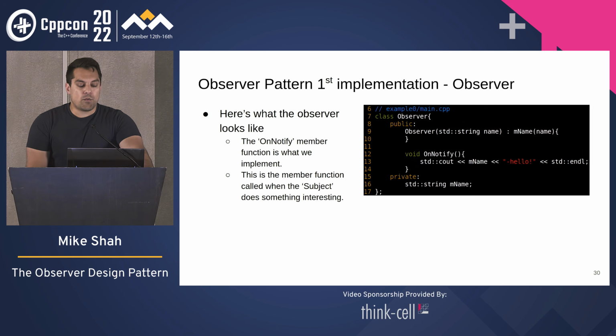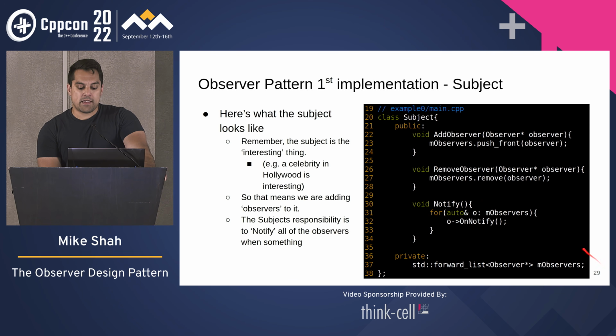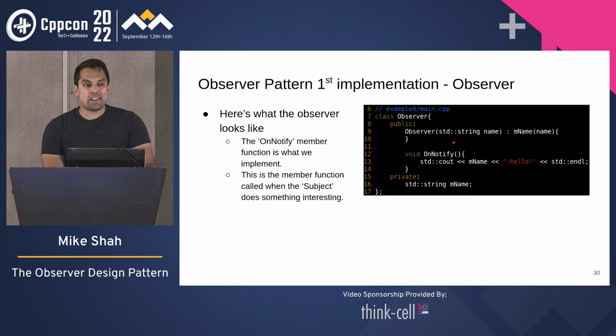Our observer, what's this going to do? Well, this is the thing, again, that's watching the subject. So it's kind of waiting and waiting and waiting till something interesting happens, till it's actually notified of some action. So let me take one step back to the subject and see that within the subject, the thing that's interesting, we're going to say, okay, for all of our observers, call this onNotify member function. Okay, so back to our observer, you'll see that the only work it's doing is onNotify here. That's the action that's going to be performed.